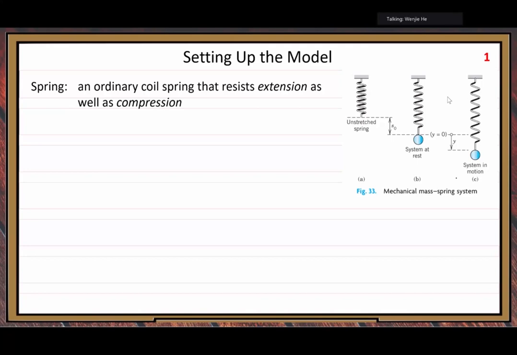The spring's property is that it resists extension as well as compression, following the same rule but in a different direction. Extension, compression, different direction, but the basic rule is the same: Hooke's law.